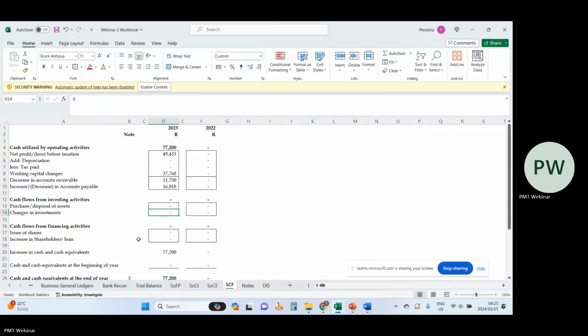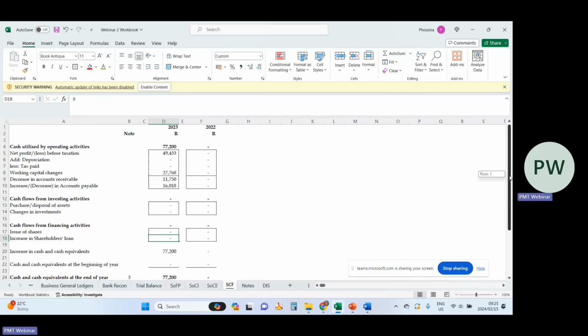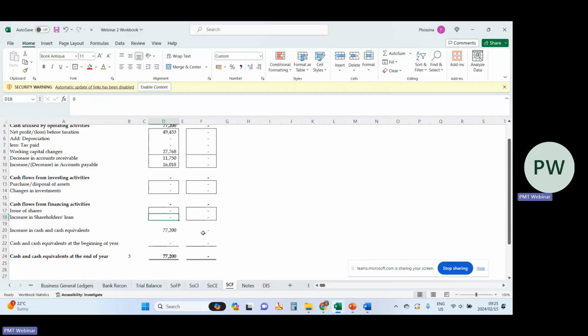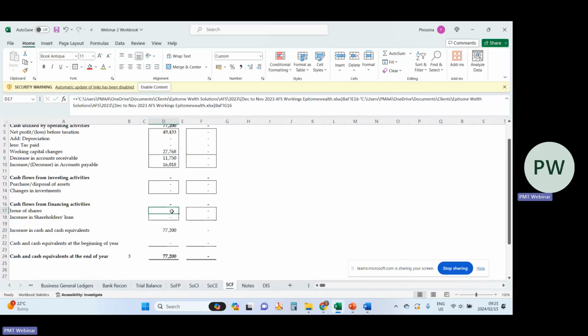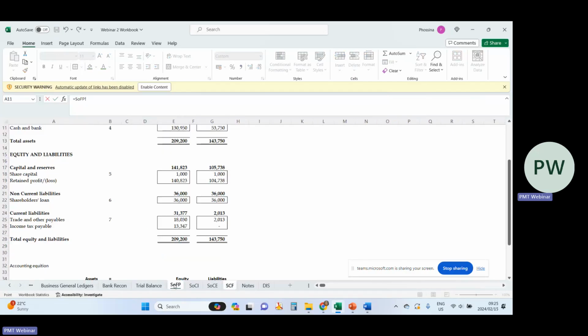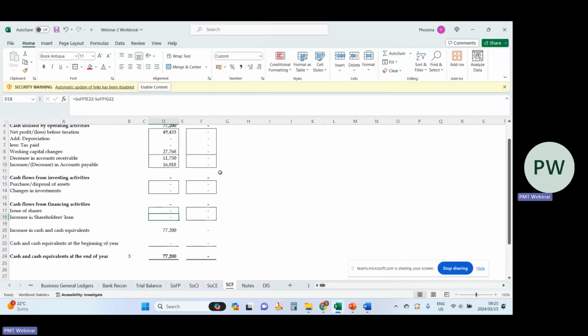And then the shareholders, did they increase the loan? No, they didn't increase the loan. Okay, so our position is more of like the same. So sometimes you can then just go to your balance sheet just for formula sake and for completeness. You say, okay, this is our balance sheet. This minus that is the movement, nothing. Our share capital, this minus the opening is the movement, no movement.